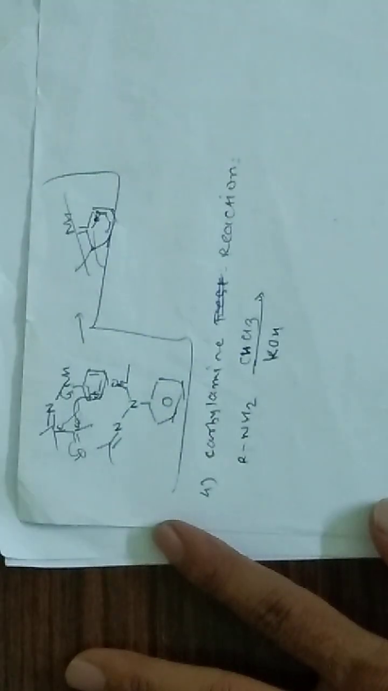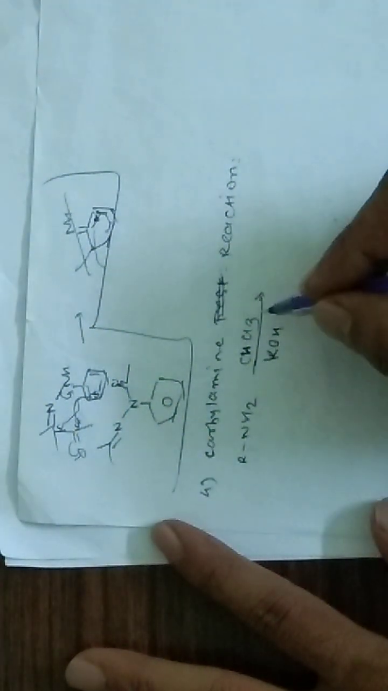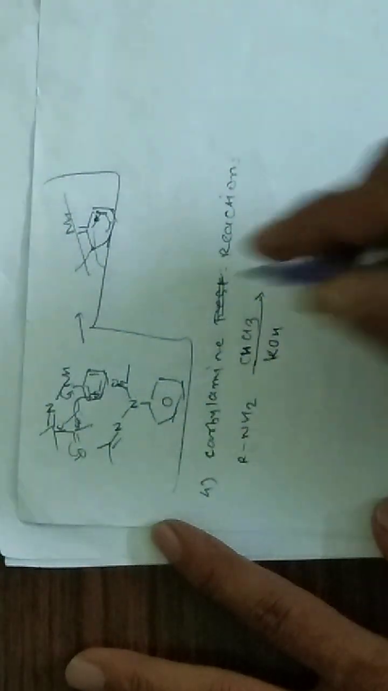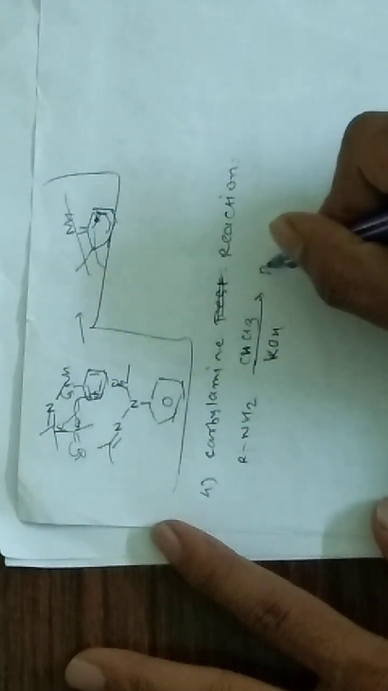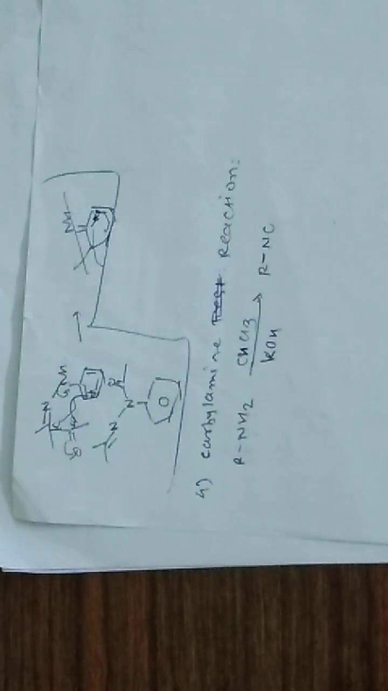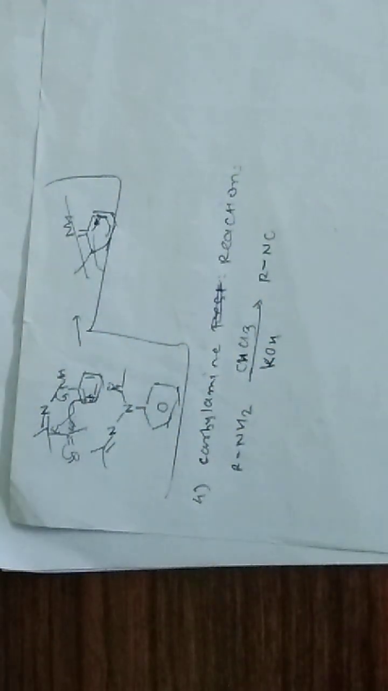But in carbylamine reaction, if primary amine is reacted with CHCl3 in KOH, then it gives isocyanide. So here the direct method of that reaction is to replace the NH2 by the NC group. This is the simple method.